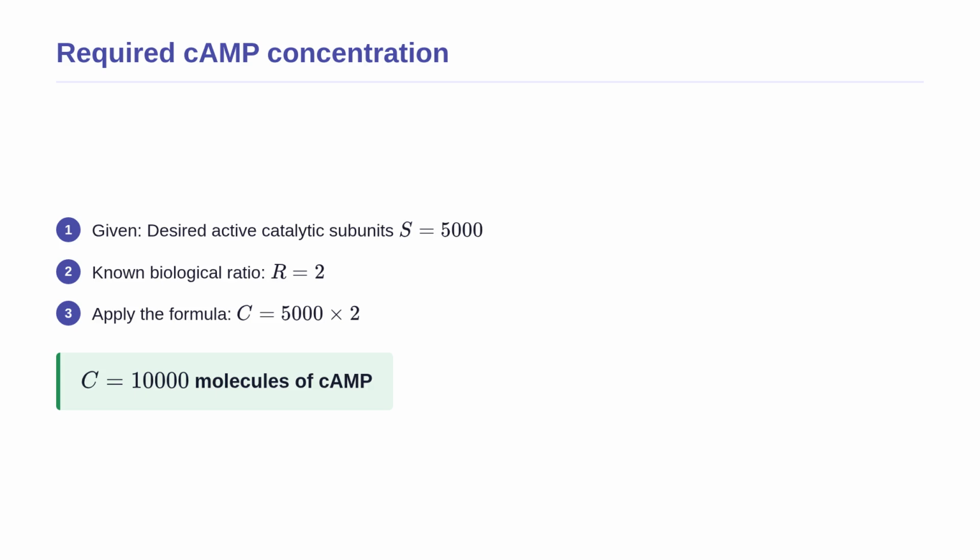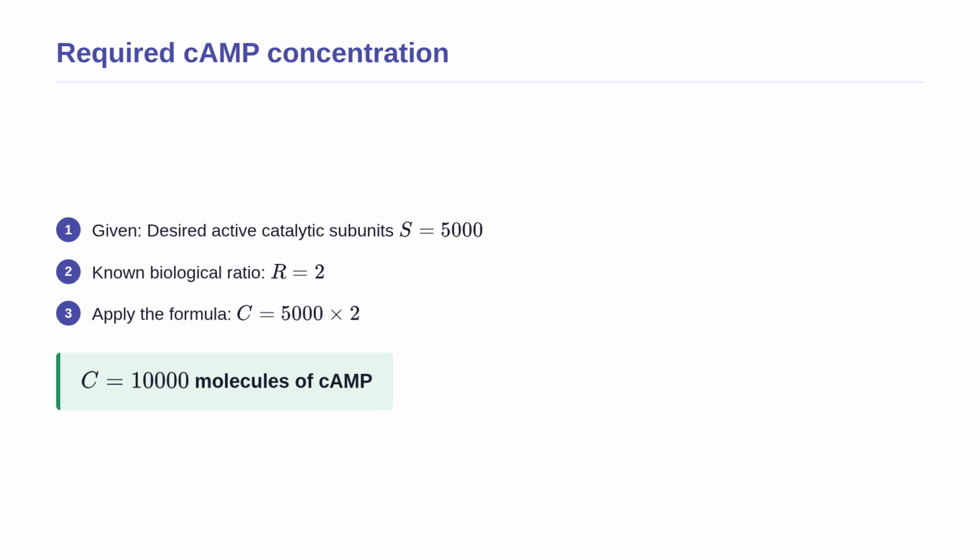Now that we have a ratio formula, let us apply it to a research problem. A researcher is studying a mutant cell line and determines she needs exactly 5,000 active PKA catalytic subunits to observe a visible change in cell behavior. The cell currently has no active PKA. How many molecules of cyclic AMP must be synthesized?